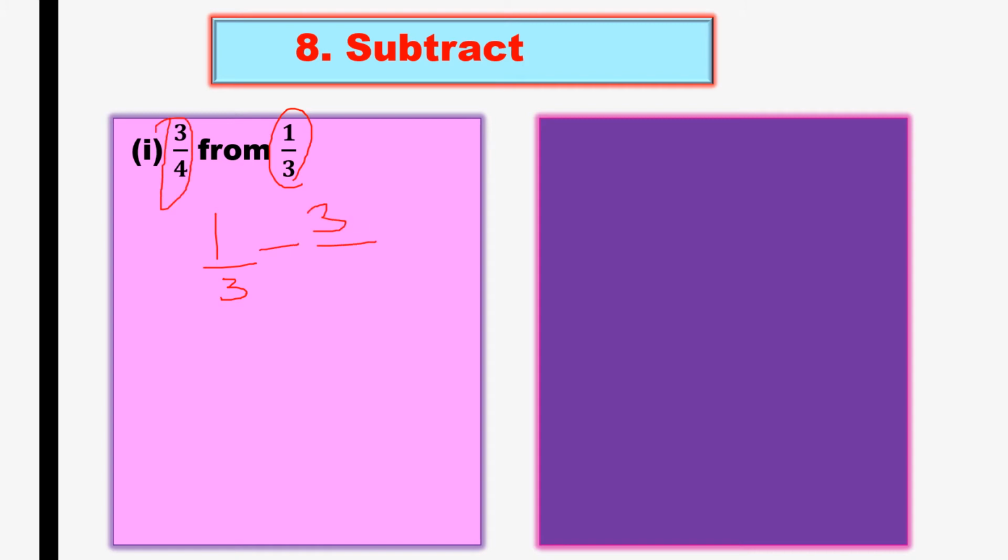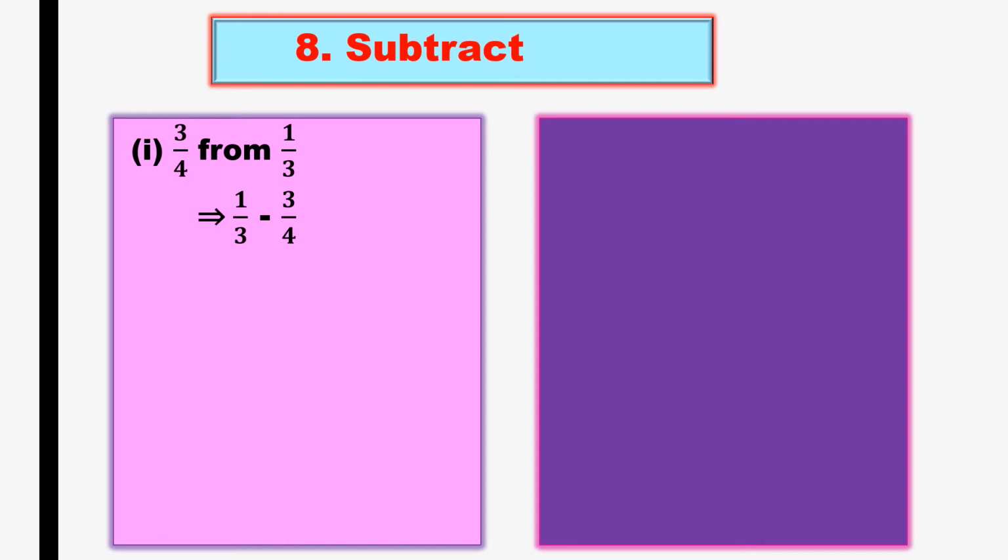Most of you will be confused here only. You will just write like this, 3 by 4 minus 1 by 3. It is wrong. You should not follow this pattern. Subtraction means from, whatever he gave from means from this one you should subtract this one. So this 1 by 3 should be written first, minus because subtraction, and this 3 by 4 should be written at the last. Okay, so I'll write 1 by 3 minus 3 by 4.